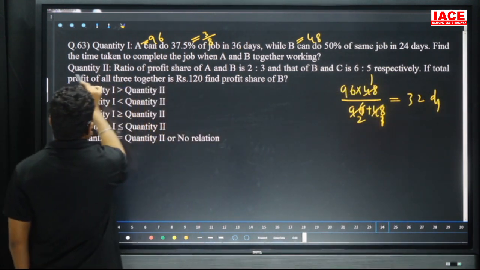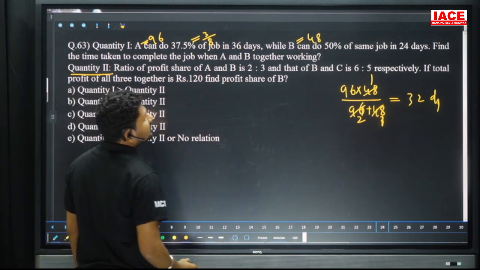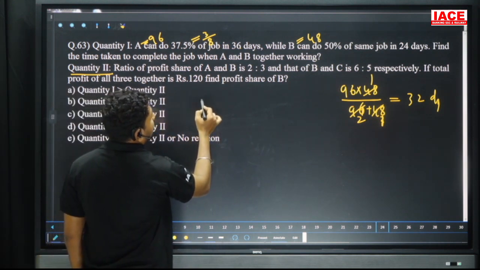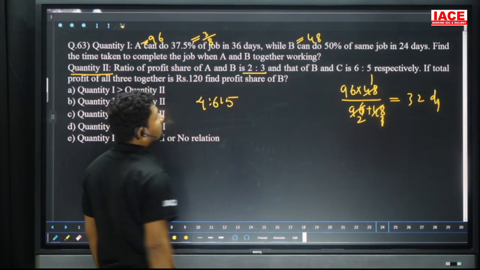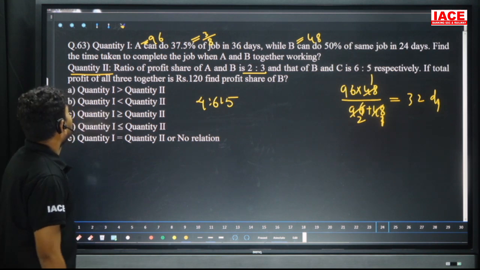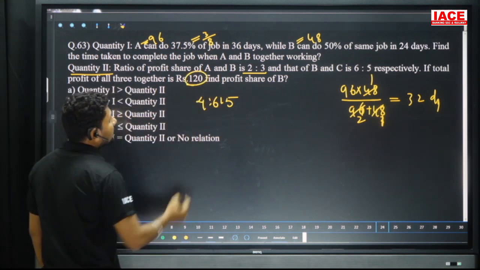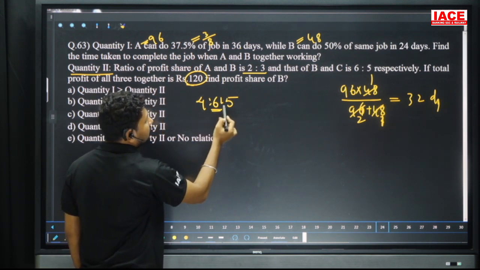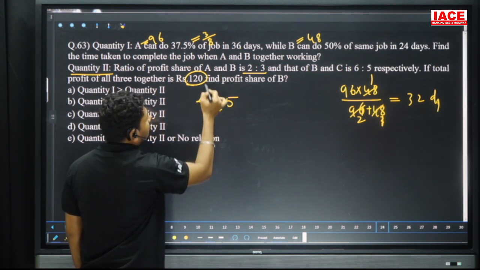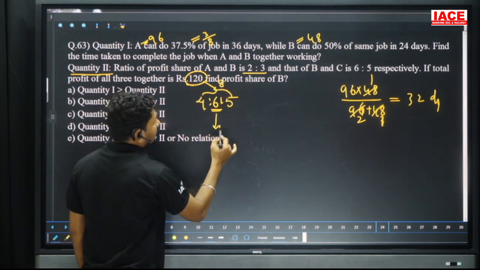And coming to quantity 2, the ratio of profit share of A and B is 2 is to 3, and B and C is 6 is to 5. We can write this directly as 4 is to 6 is to 5. Here we change A and B to 4 is to 6. Respectively, if the total profit altogether is 120 rupees, find the share of B. B's value is what? 6. 6 plus 4 is 10, 10 plus 5 is 15. 15 to 120, how many times? 8 times. 8 6s are 48.